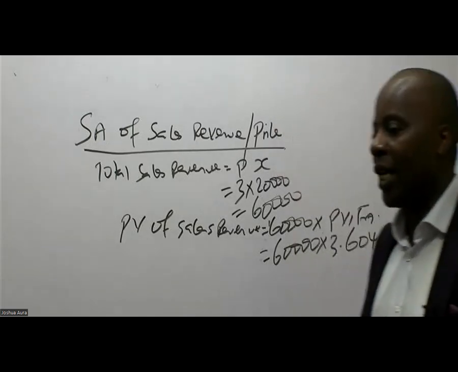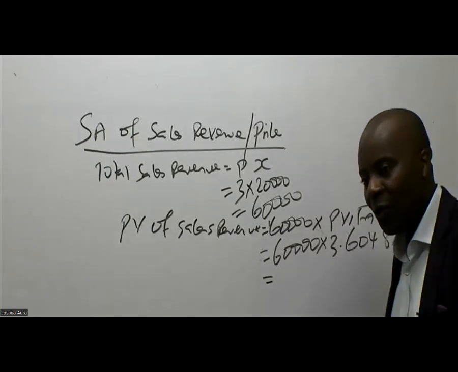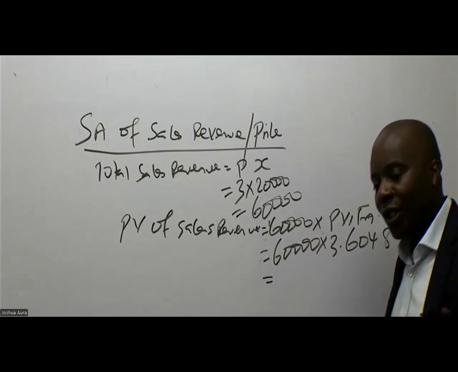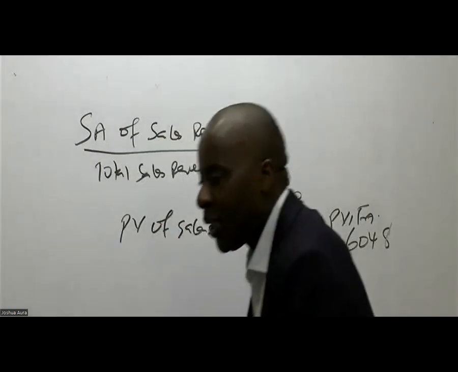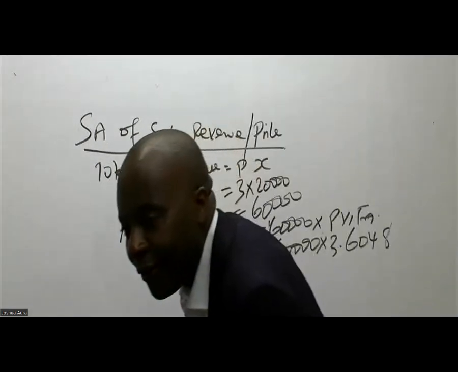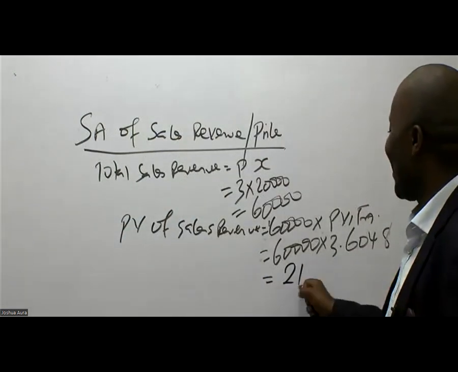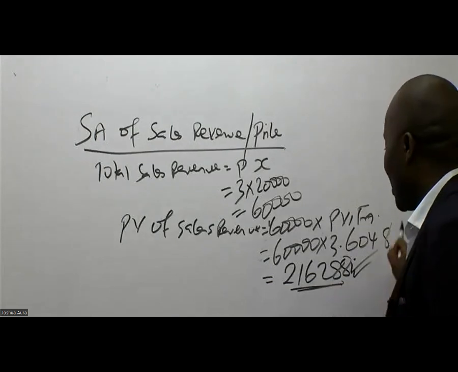Yes. So could you kindly give me this figure? 60,000 times 3.6048. So this gives me 216,288. 216,288. Great. This is a tick.